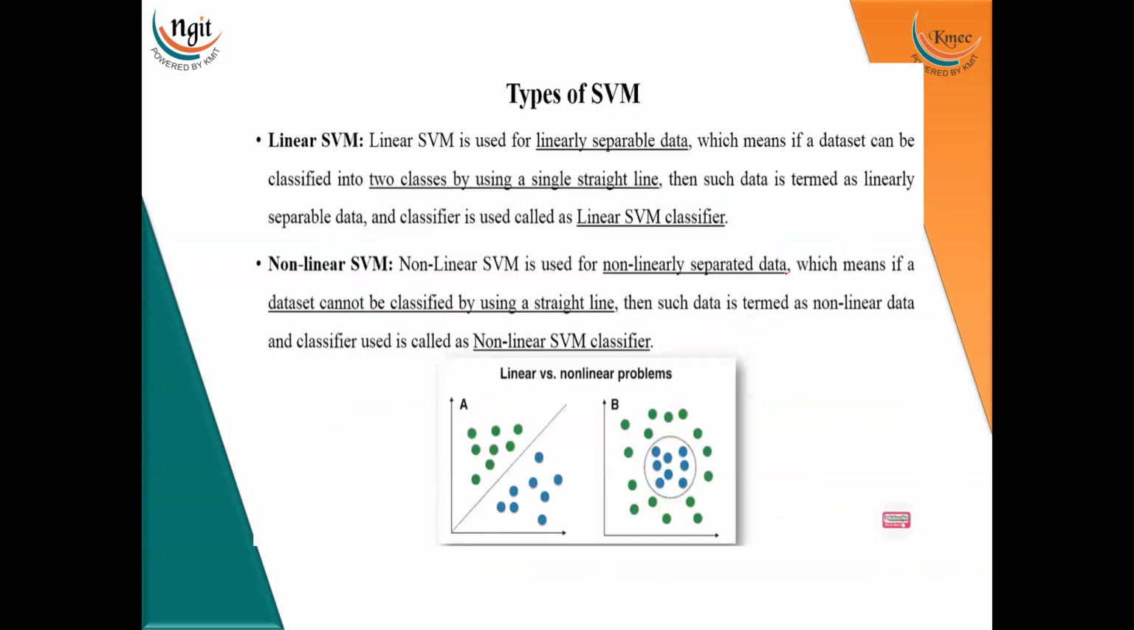So this is the same thing: linear SVM is used for linearly separable data. That is, if the data set can be classified into two classes by using a single straight line, then we call it linear. And if a data set cannot be classified by using a single straight line, then such data is termed non-linear data. You can give an example something like this is linear and this is non-linear.